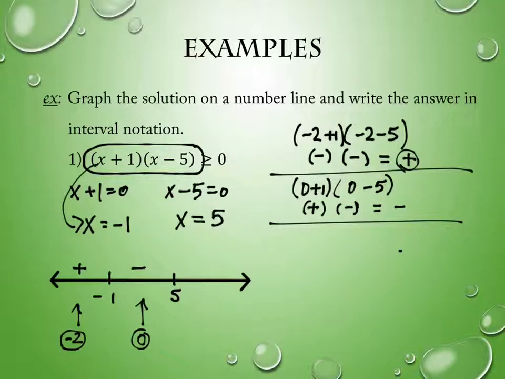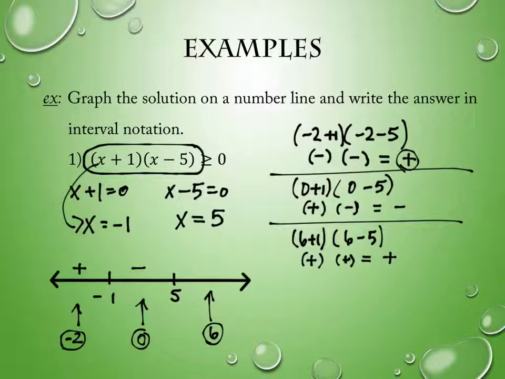Now I need to pick a number that is bigger than 5. 6, or whatever, but 6 will be great. 6 plus 1 and 6 minus 5. What is 6 plus 1, positive or negative? And 6 minus 5? Positive. So what happens when I multiply two positives? I get a positive. Okay.